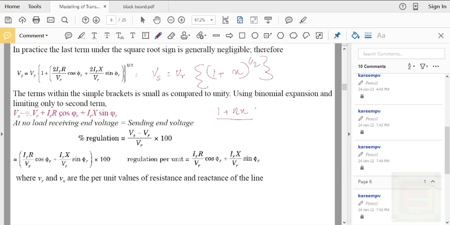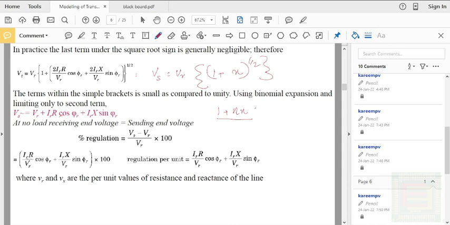regulation. So from this formula you can see that Vs minus VR will be equal to IR into R cos phi R plus IR into X sin phi R. So that expression Vs minus VR, divided by VR into 100, will give the percentage regulation. And so this is the formula for the percentage regulation or per unit regulation.